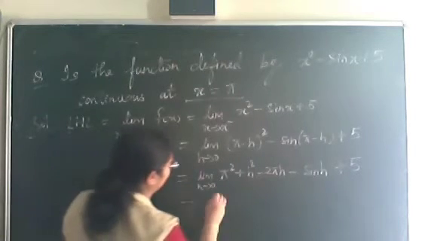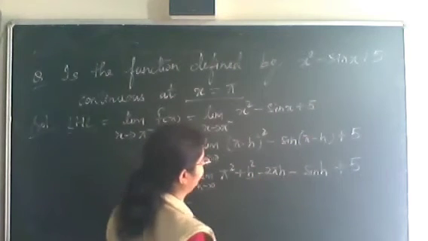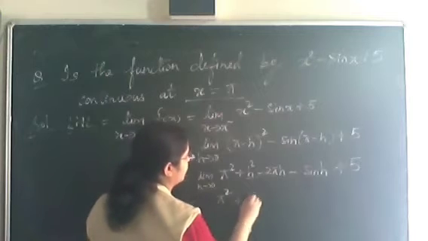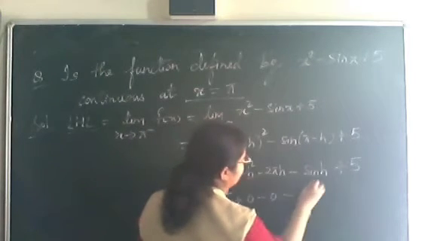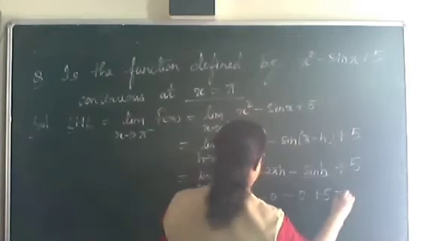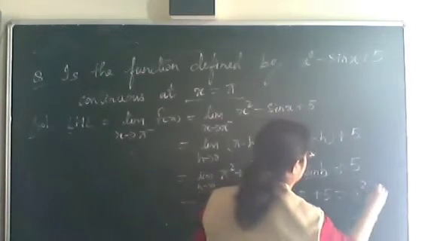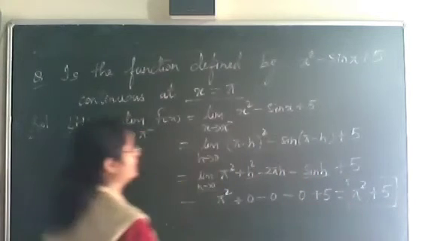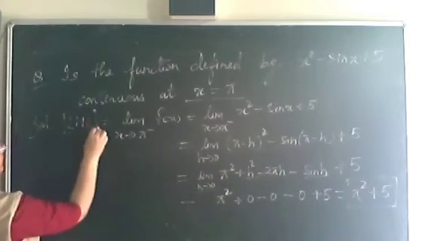Now you will put the value h is equal to 0 everywhere. So you will get pi square plus 0 minus sine 0. What is sine 0? 0, plus 5. So you will get the value pi square plus 5. This is your LHL. Clear?